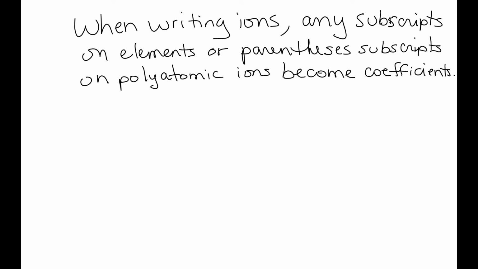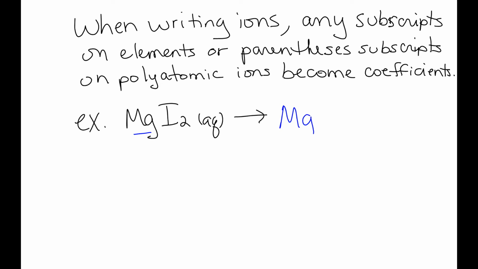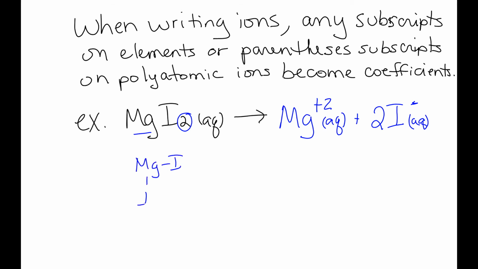So let me show you. For example, we have MgI2. We're going to stick that in water. When we do that, we know that Mg has a +2 charge, but there are two I's. So it's going to be 2I with a minus charge, aqueous. There are two I's, because this really is Mg with an I and another I.